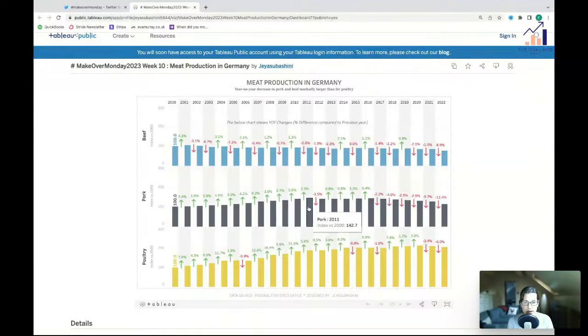I can see an increase in pork, and I can definitely see an increase in poultry. It's very busy because there is a bar for every year. There's an arrow for every year in different colors, going up or down. There's the shading. There's a lot going on, and I can't actually easily see the claim that is in the subtitle.